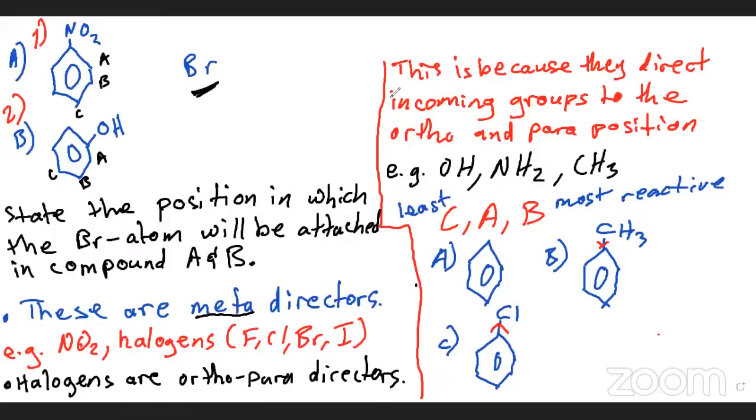Wait, that would not be para. So if the OH is here, para would be out here. If you're putting A and C, don't put it on the same compound. They drew one ortho, that is here, so one ortho and one para. Don't put ortho and para on the same compound.